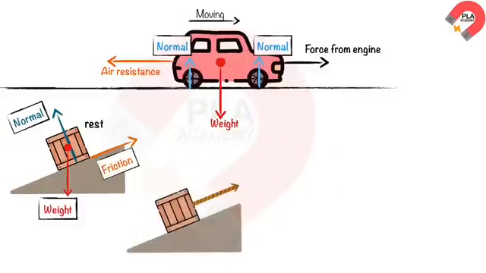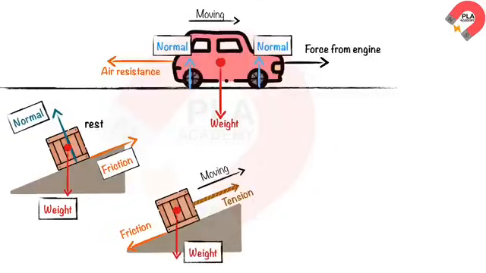When we pull a box with a rope along the incline, causing the box to move up the incline, the forces acting on the box include the tension acting up along the slope. The friction acts downward parallel to the slope because the box is moving up the slope. The weight acts downward. The normal reaction force acts upward perpendicular to the slope.